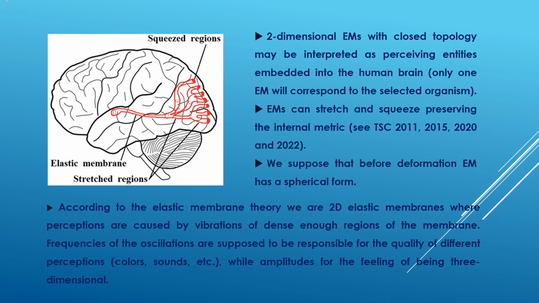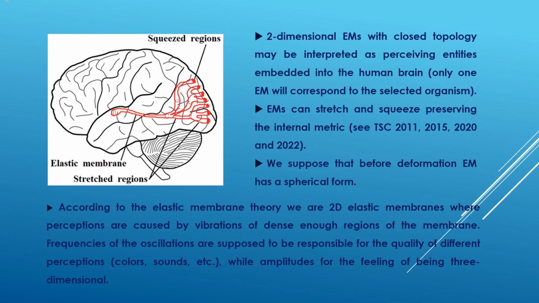EM is an elastic, holistic, two-dimensional, indivisible material object with a closed topology embedded into the human brain. The EM squeezes around the thalamic nucleus, from where it propagates through the neural network to the regions of the sensory cortex responsible for perception, and tries to occupy the most stable positions around the brain microtubulus, producing phenomenal experiences in the form of elastic vibrations. EMs can stretch and squeeze, preserving the internal metric.